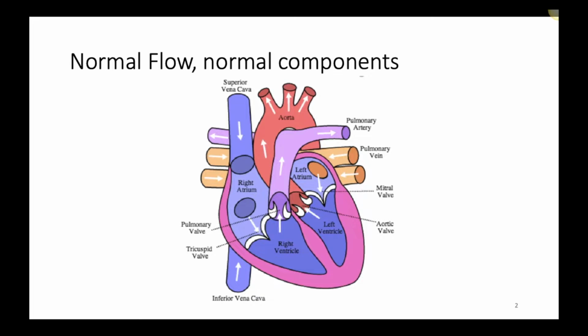So of course, important to understand the normal flow and the normal components of the heart. So very brief descriptor. We have the superior and the inferior, or the cranial and the caudal vena cava. They bring deoxygenated blood from the body and they dump it into the right atrium. The blood from the right atrium then gets passed through the tricuspid valve, right here, also known as the right atrioventricular valve, into the right ventricle.